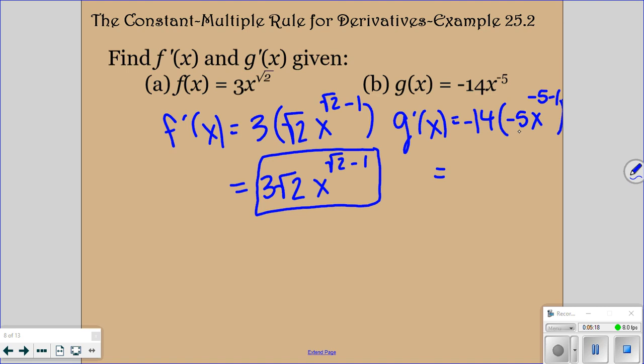So negative 14 times negative 5 is a positive 70, and then x to the negative 6. And so that would be your derivative. You've got to be careful when you have negatives for your exponents, because you'll often put the wrong one.